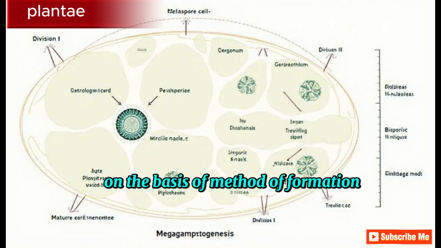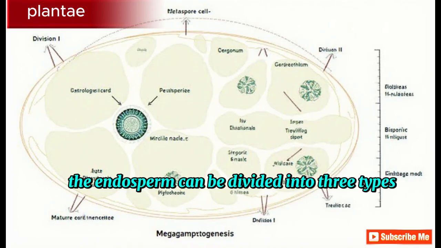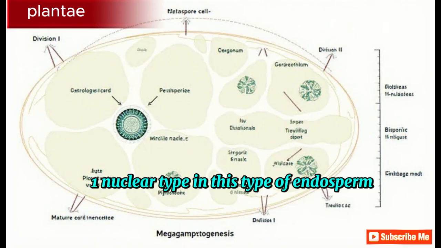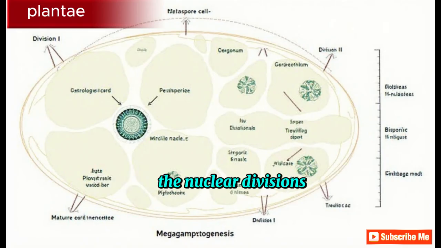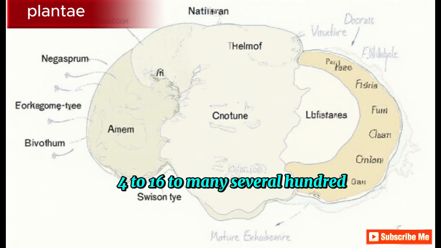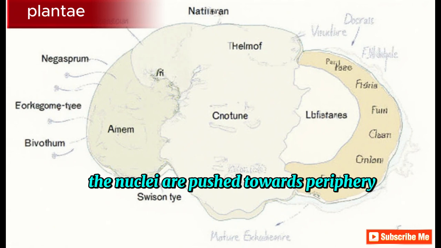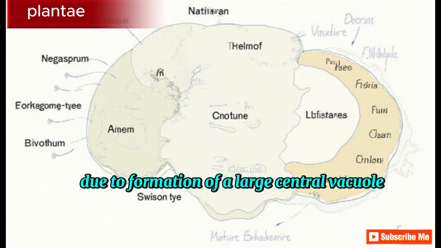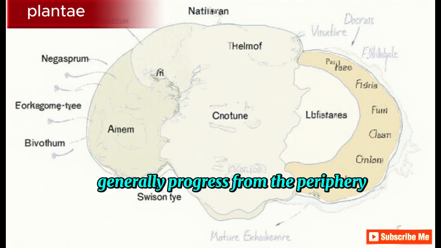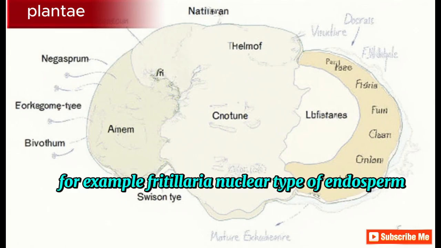On the basis of the method of formation of early stages of endosperm, the endosperm can be divided into three types. 1. Nuclear type. In this type of endosperm, the nuclear divisions are not accompanied by wall formation. The number of nuclei produced may be few, 4 to 16, to many, several hundred, depending on the size of the embryo sac. The nuclei are pushed towards the periphery due to formation of a large central vacuole. The wall formation generally progresses from the periphery towards the center, or from apex towards the base. For example, Fritillaria, nuclear type of endosperm.